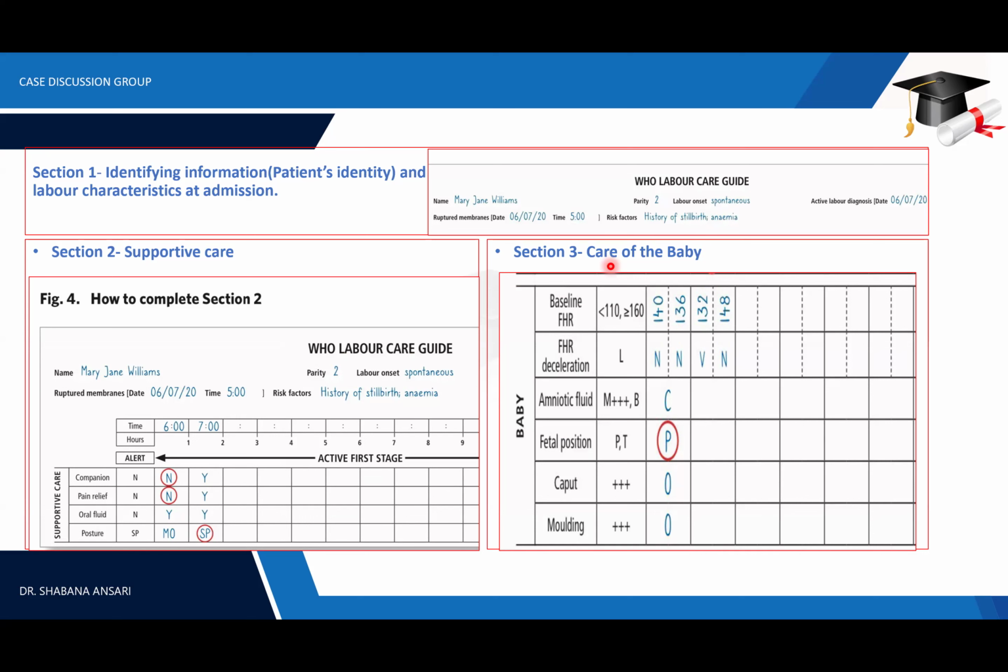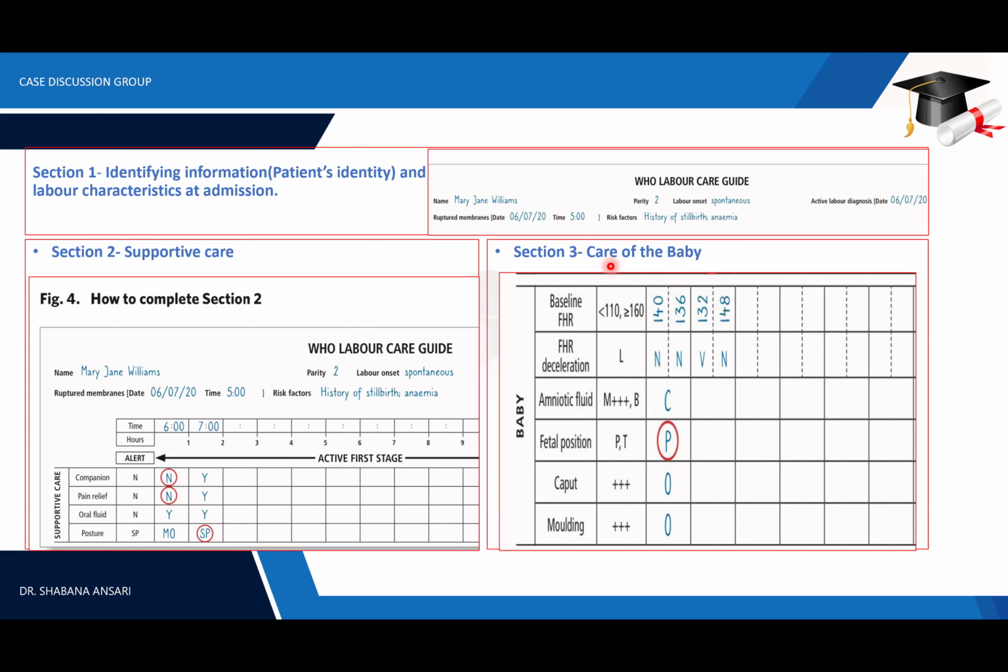Basically, the first column is for heart rate, which, as per the new NICE guideline, they have taken as the reference between 110 to 160. So we just fill up this heart rate, what exactly it is, and if it lies between 110 to 160, we consider it as normal.